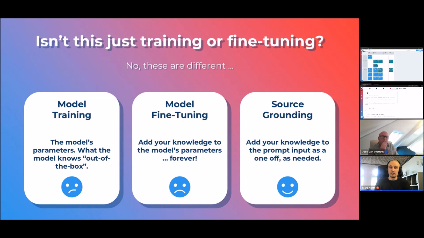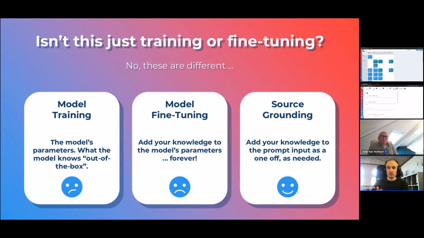So model training initially is essentially what the model knows out of the box without any extra information or context. Model fine-tuning, which is another term you may have heard, is about further training the model on domain-specific information or to do a specific task. Again, you're updating the model's parameters, you're changing the model itself. And the important point about training and fine-tuning is once you add information into an AI model via training or fine-tuning, that information is in there forever. You can never get it back out again.